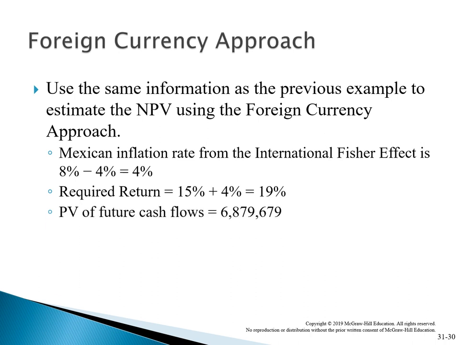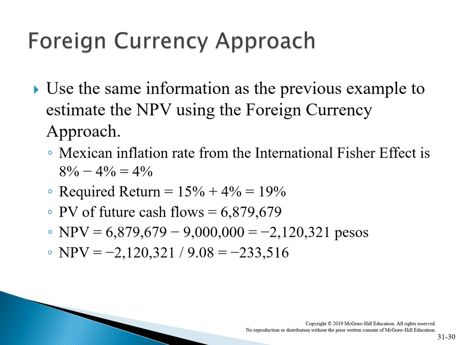Note here that since the Mexican inflation rate is 8%, while the inflation rate in the US is 4%, the difference is 4% in inflation, so the required rate of return on the domestic 15% WACC plus the 4% difference in inflation rate. Then we use 19% instead of 15%. We find the present value, hence the net present value. Then we convert the net present value from foreign currency.